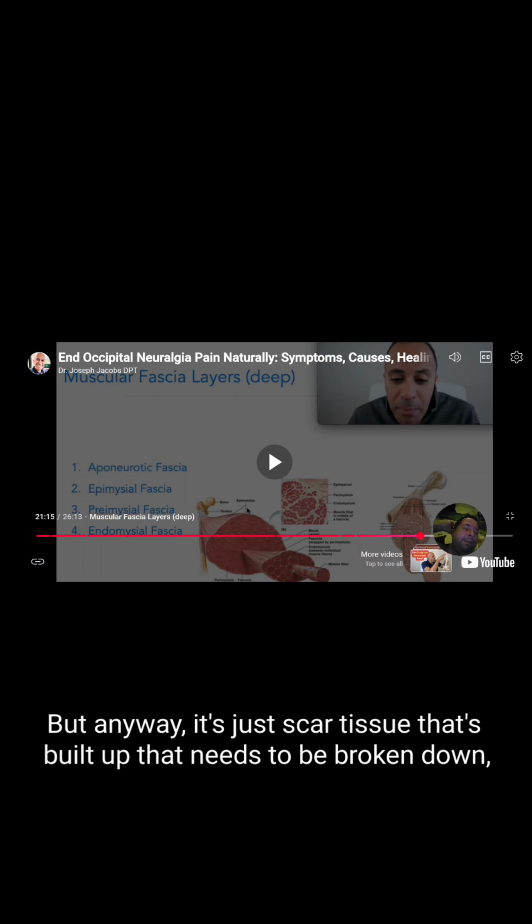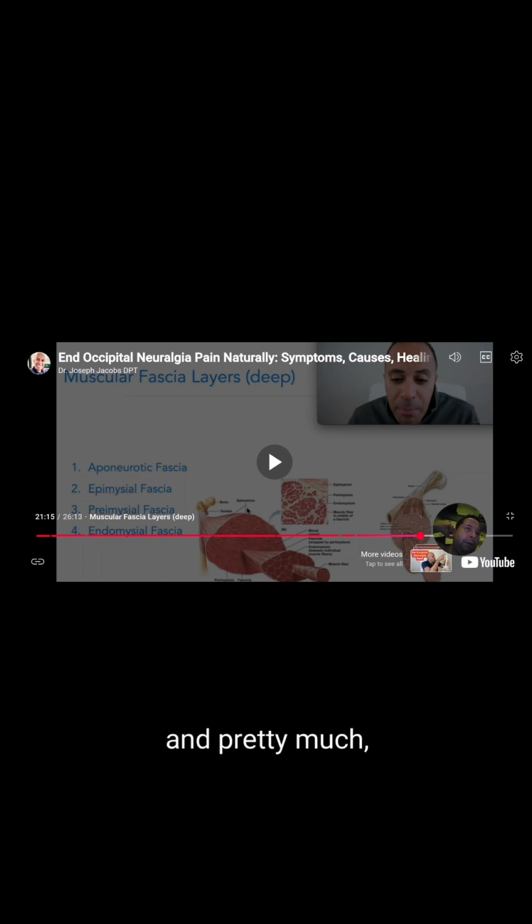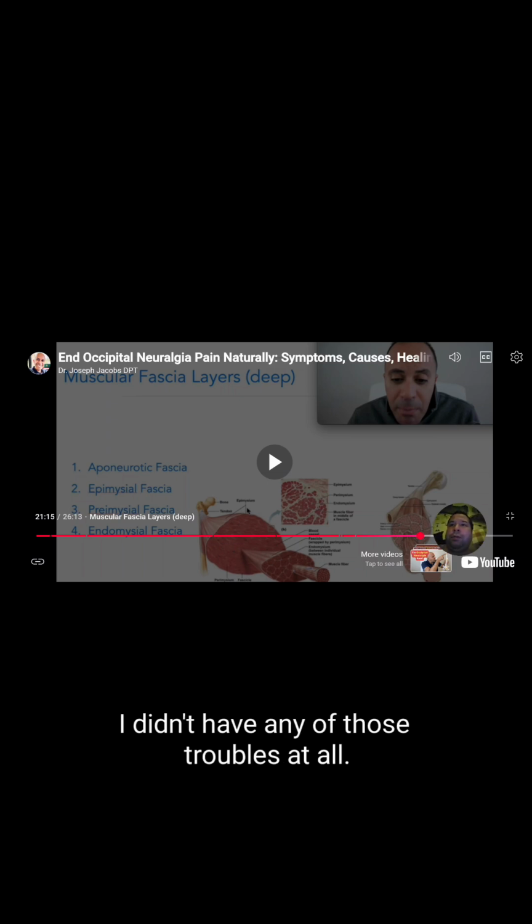It's just scar tissue that's built up that needs to be broken down. I need movement, I need life, I need circulation there again. But before the surgery, I was just fine. I didn't have any of those troubles at all. Nerve issues were not a problem. It was after the neurosurgery that I started to have these issues.